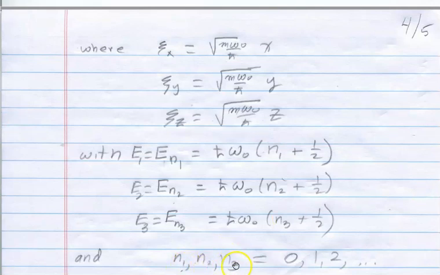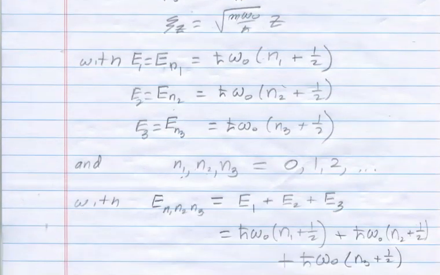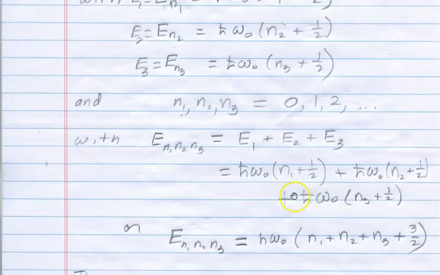The integers n1, n2, and n3 are non-negative, so they start at 0 and run on 1, 2, 3. But they can be varied independently of one another. They just have to be chosen from that set. And so that gives us the total energy as a sum of these. If I plug these in for E1, E2, and E3, and then collect terms, I can pull out a common factor of h bar omega naught. And then I've got n1 plus n2 plus n3, and then 1 half plus 1 half plus 1 half, which is 3 halves.